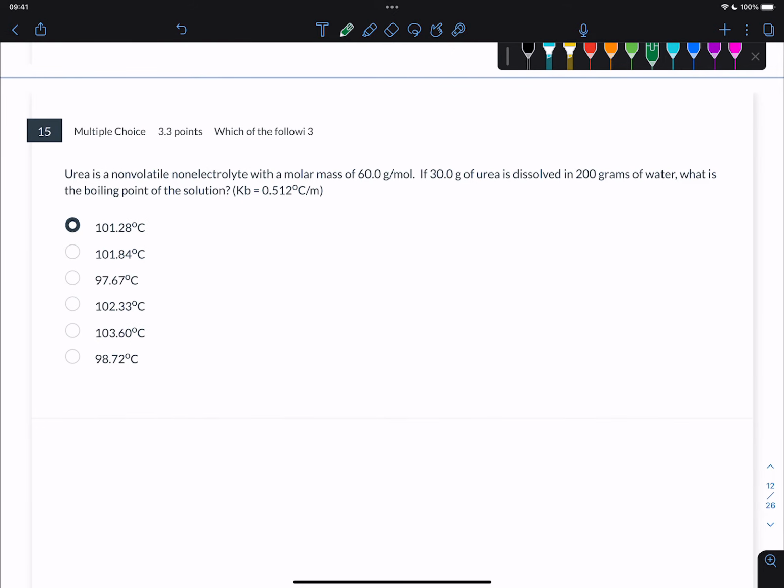This one says urea is a non-volatile non-electrolyte. Non-volatile means it does not evaporate very easily. Non-electrolyte means it's not ionic or acid or base. It's covalent. And it has a molar mass of 60 grams per mole. If 30 grams of urea is dissolved in 200 grams of water, what is the boiling point of the solution? We are coming back again to the boiling point elevation and freezing point depression. So in this case, it's boiling point elevation.